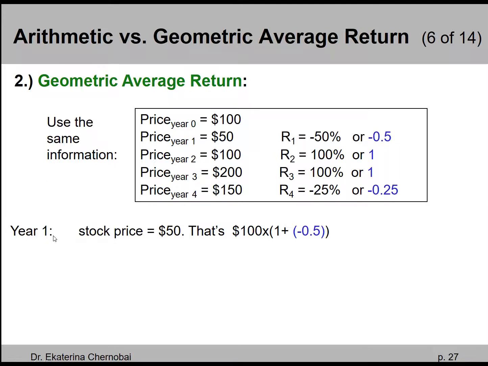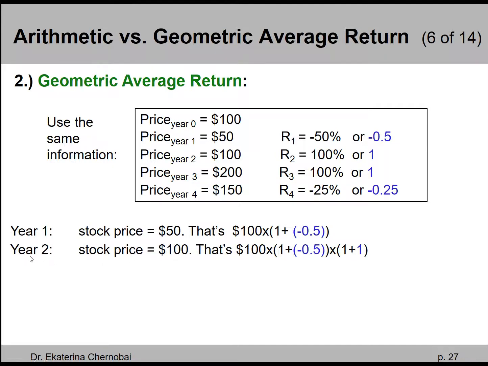In year one, the stock price was $50, right? How did we get 50? Using the return that we calculated. It's like saying that you paid $100 today in year zero, then you multiplied by 1 plus the return over the first year, which is negative 0.5 or a 50% decrease. And this formula is how you go from $100 to $50 in year one.